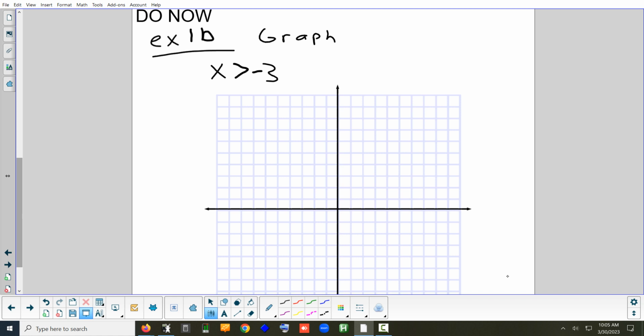All right. So, Micah, what's this one? Is it going to be vertical or horizontal? Vertical. Vertical? And is it going to be solid or dotted? Solid. How come?